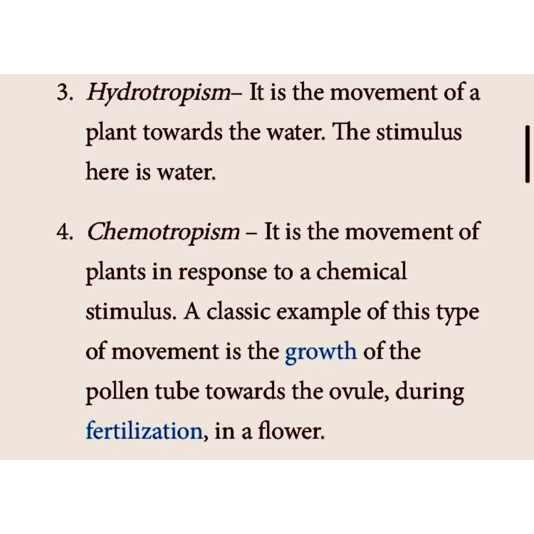Chemotropism is the movement of plants in response to a chemical stimulus. A classical example of this type of movement is the growth of the pollen tube by the pollen towards the ovule during fertilization in a flower. As the pollen falls on the stigma, it starts growing in the form of a pollen tube towards the ovule. So this is a kind of chemotropic movement.